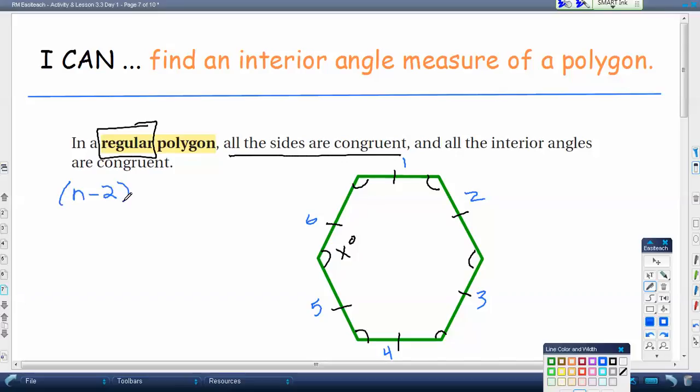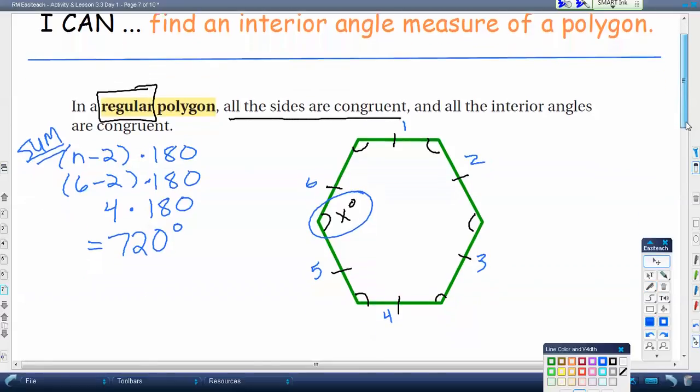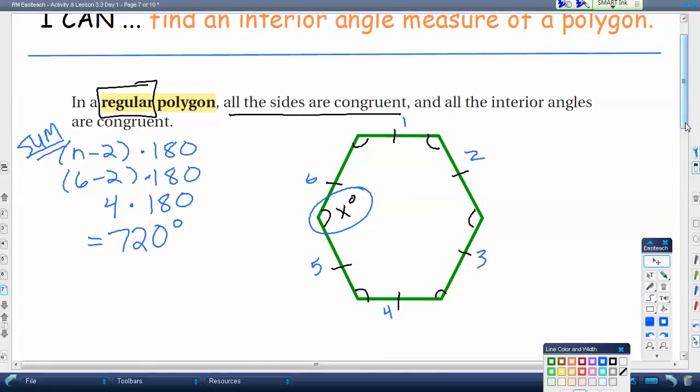So using our formula, n minus 2 times 180, a 6-sided figure, 6 minus 2 times 180. So 6 minus 2 is 4. And when I multiply that by 180, I get 720. So the sum of all of these angles added together has to be 720 degrees. Well, how many angles are there? If I want to know the value of one angle measurement, all I have to do is simply take that 720 degrees and divide it by 6, because there are 6 angles.